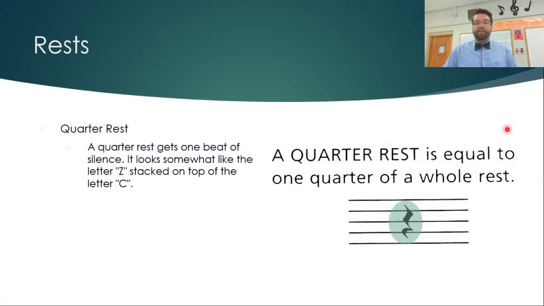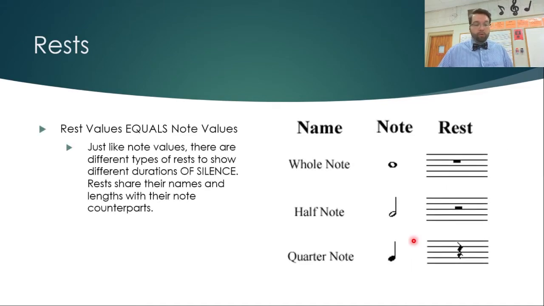All right, now we also have a quarter rest, which receives 1 beat of silence. And it looks somewhat like if you took the letter Z right here. So you have a Z and then a C right there, just kind of stacked on top of each other. So this quarter rest gets 1 beat. And there are 4 of them in relation to a whole note, or whole rest, excuse me, okay?